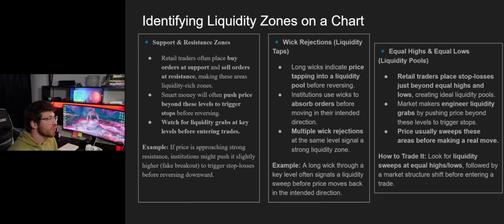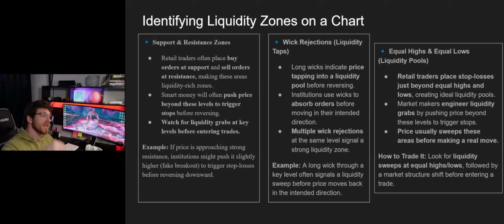So another thing is wick rejections, liquidity taps. Long wicks indicate price tapping into a liquidity pool before reversing. Institutions use wicks to absorb orders before moving in their intended direction. Multiple wick rejections at the same level signal a strong liquidity zone.